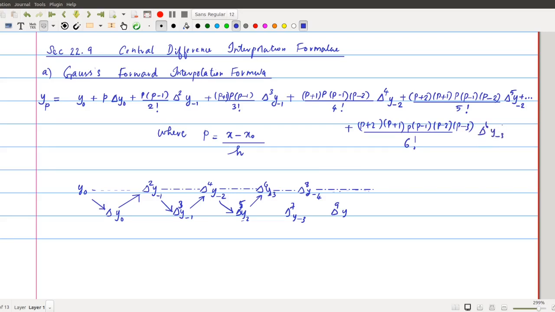Okay, then plus the next term contains delta raised to 7 y minus 3, so with this p plus 3 term, p plus 3, p plus 2, etc. Okay, so this is the way we write this formula. So this is what we call the Gauss interpolation formula. Next we will explain one example to illustrate this formula.